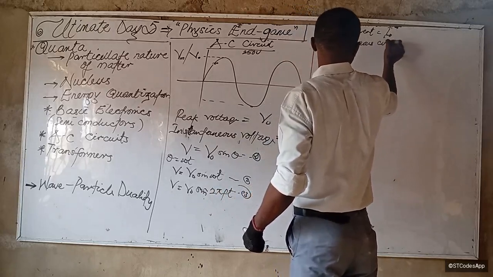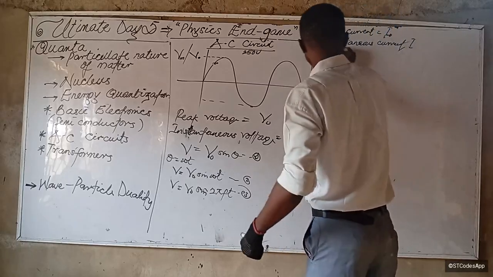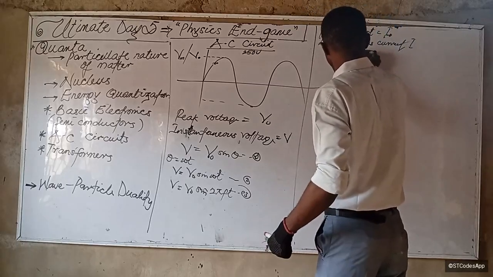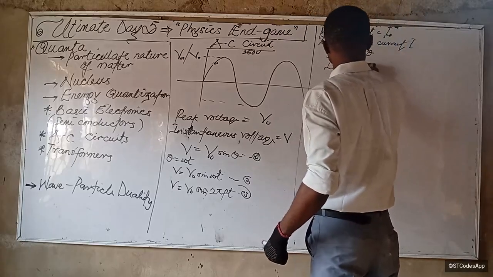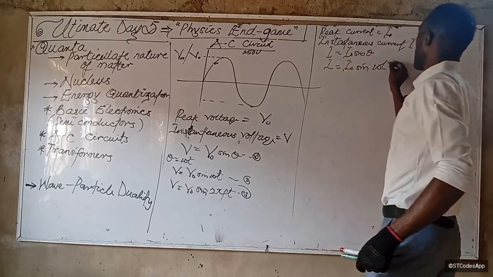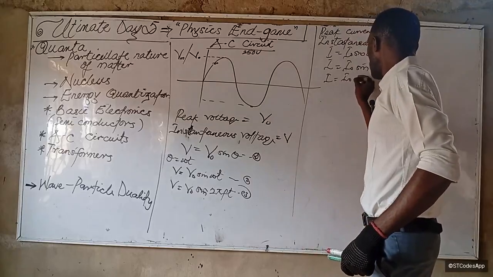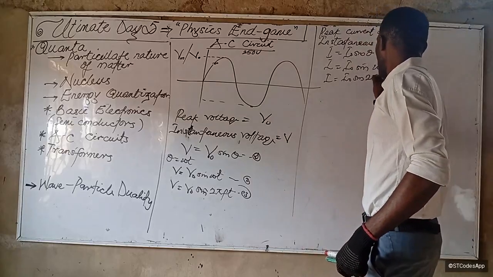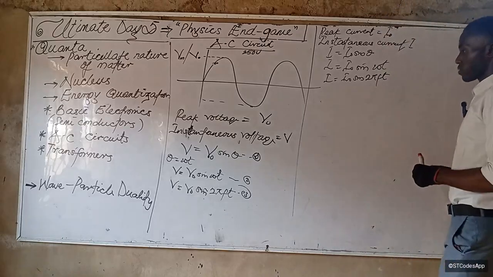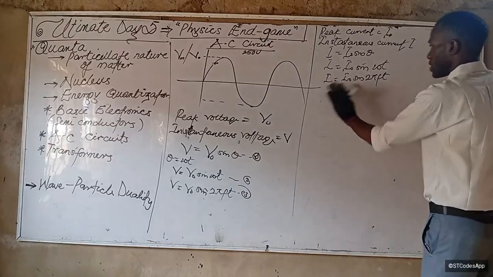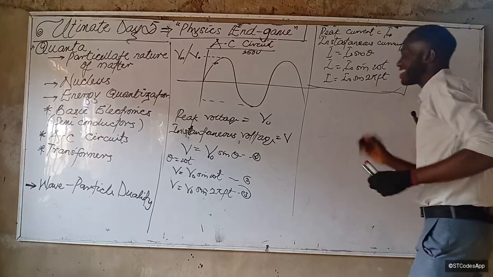So we have instantaneous current, I. So I will be equal to I sub naught sine theta. So that I will be equal to I sub naught sine omega t. Does this make sense? Then I will be equal to I sub naught sine 2 pi f t. This makes sense, right? Okay. Since we have this set of equations now, let's go to what is called the root mean square values.